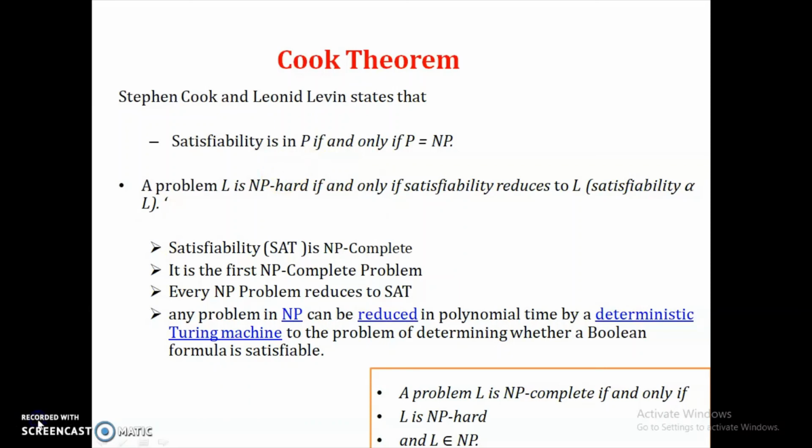So let me summarize. We have discussed 4 classes: P type, NP, NP complete and NP hard problems, and Cook's theorem for satisfiability. We will see the satisfiability problem in the next video.